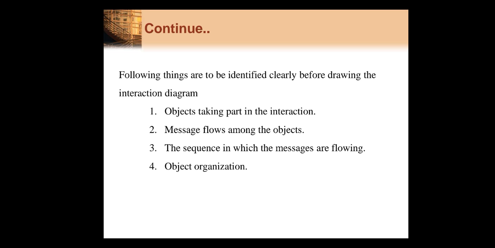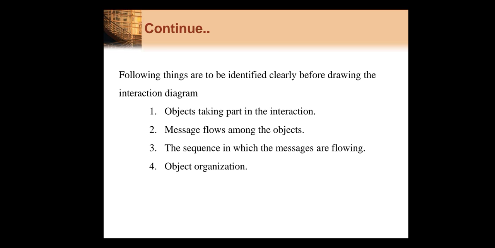That means first we need to identify which are the objects which are taking part in this interaction. We need to identify for the particular scenario which are the objects which are participating in this interaction. Then we need to understand the message flow among the objects, how the messages are flowing between these objects. These things should be clear. The sequence in which messages are flowing.